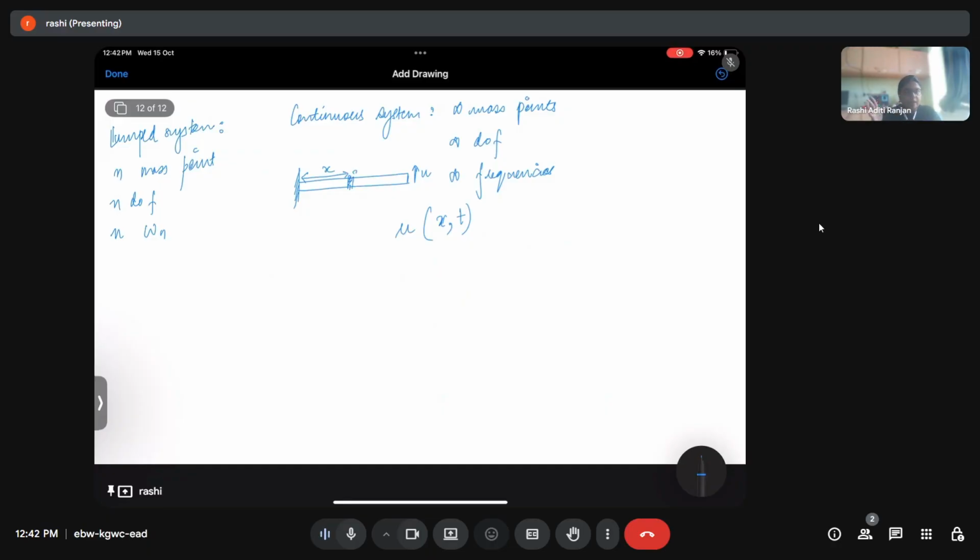Now, what were we doing in order to find the equation of motion? We were differentiating the energies, or we were equating the forces and everything. We were doing force balance and all those kinds of things. So we were getting an ordinary differential equation. Here we were getting the governing equation as an ordinary differential equation.